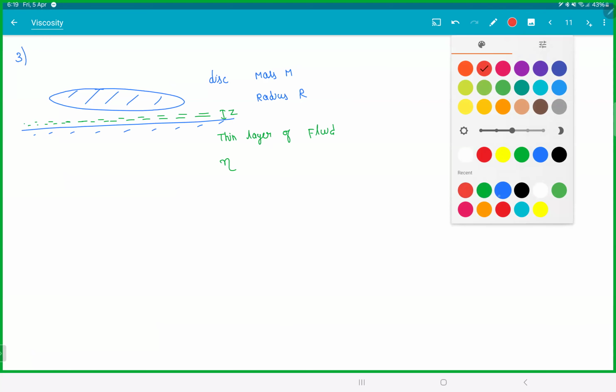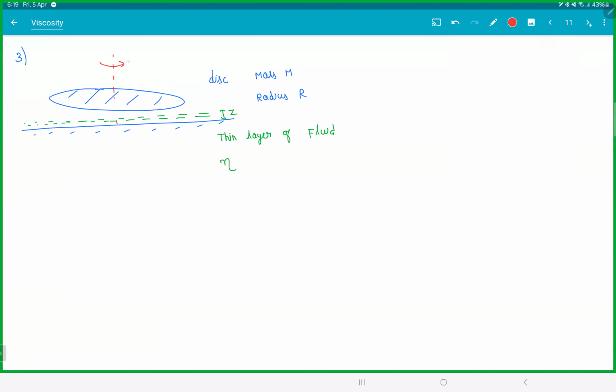Viscosity is zeta. So this disk here is rotated with omega and placed on the liquid. Do you remember you have done a question like this, where a disk is rotated and placed on a rough ground? I told you this will come again. A disk is rotated with omega naught and placed on a thin layer of fluid. Find omega as a function of time t.